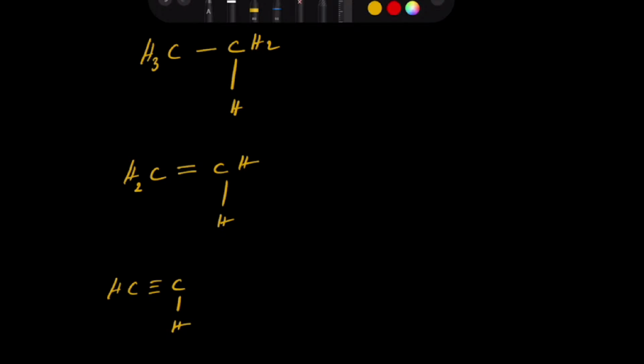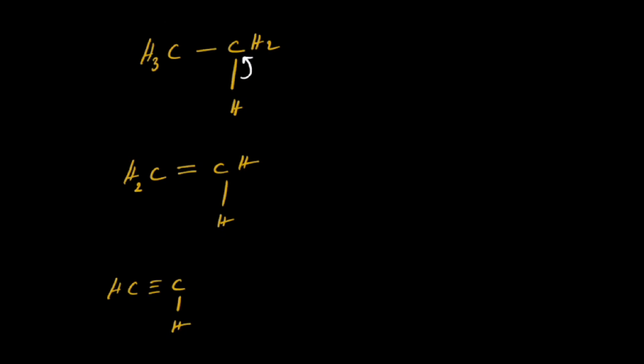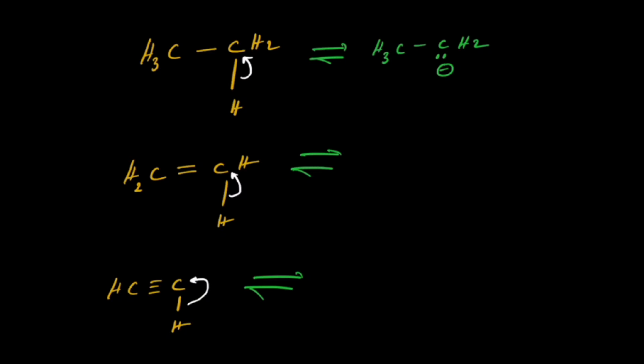Now when the first thing acts like an acid, this bond goes here. When the second thing acts like an acid, this bond goes here. When the third thing acts like an acid, this bond goes here. So this is in equilibrium with something, this is in equilibrium with something, and this is in equilibrium with something. Now what is the conjugate base you get here? H3C single bond CH2 and a lone pair with negative charge. Here what do you get? H2C double bonded to CH, with a lone pair here. What do you get here? HC triple bonded to C and a lone pair here. Plus H plus.